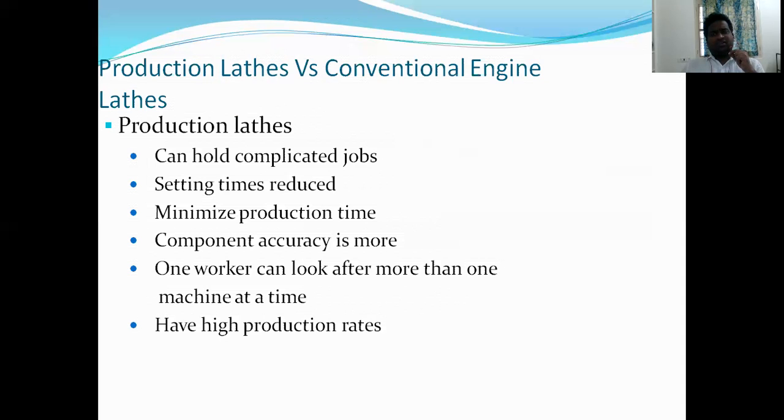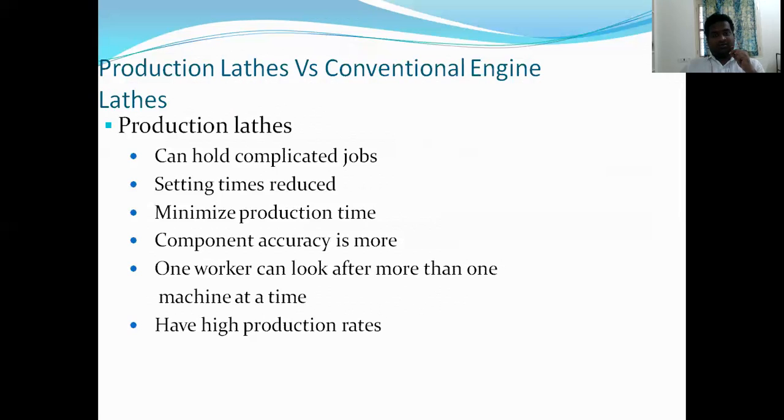Why are the setting times reduced? Because we are giving some modifications. What are those modifications? That will be discussed in our next session, next slides, right? So we just have to remember this point. Setting times are reduced and production time is minimized.